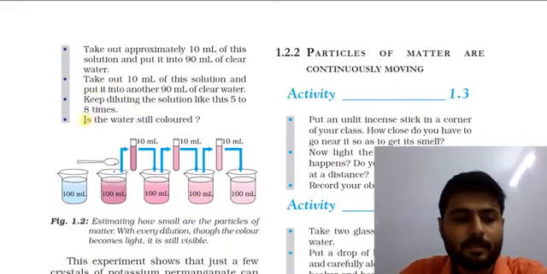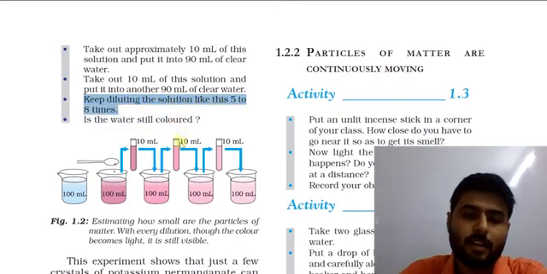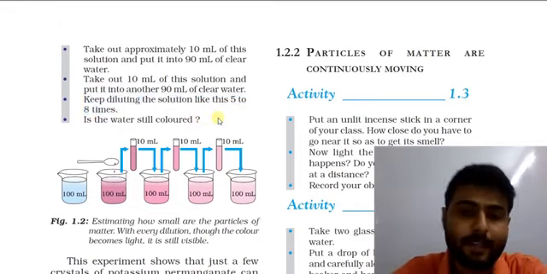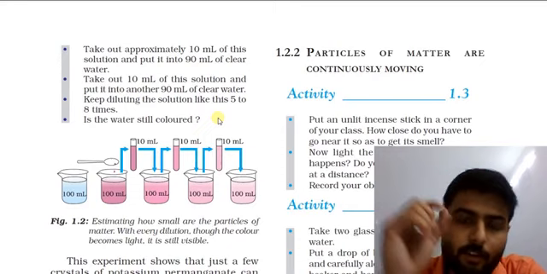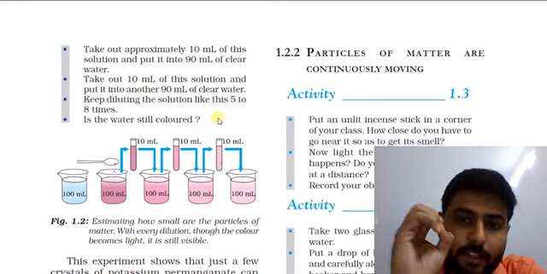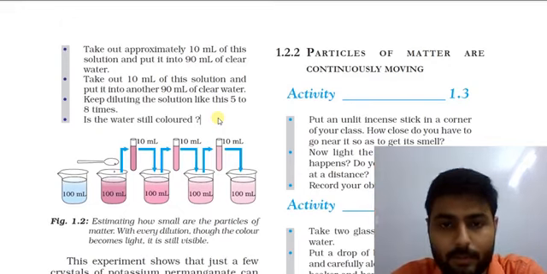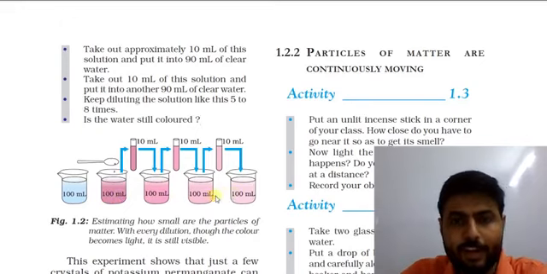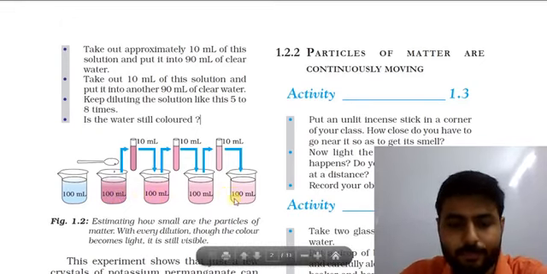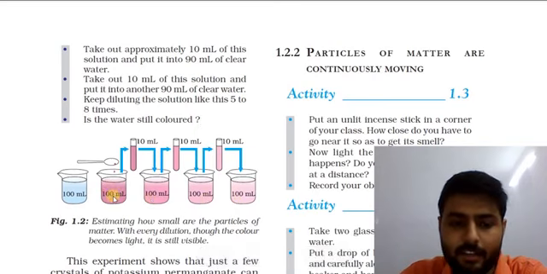So what will happen? Keep diluting the solution 5 to 8 times. We have to repeat this process 5 to 8 times. Is the water still colored? Yes. If we repeat this process 5 to 10 times, we can observe that the water still has color even after repeating 8 or 10 times. But you can see here that the color of the solution is fading away. The color is fading. Here we can see the bright color. Here the color is becoming light.